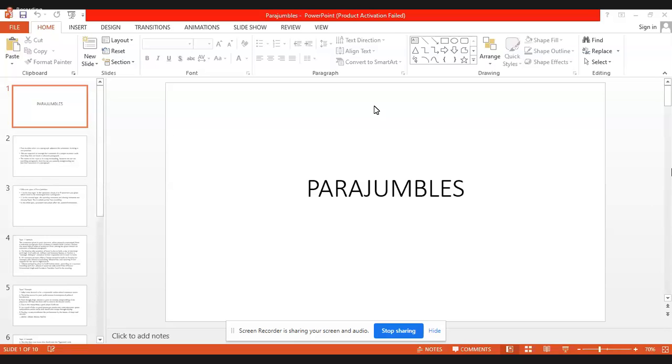Today we're looking to cover parajumbles, students. So what are parajumbles? I'm sure you all already know this: parajumbles is a question type that you get in the verbal part of the competitive exams, wherein you are given a jumbled set of sentences, usually 4 to 5 sentences, and you have to arrange those sentences in the correct sequence or in a logical order to form a meaningful, coherent paragraph.